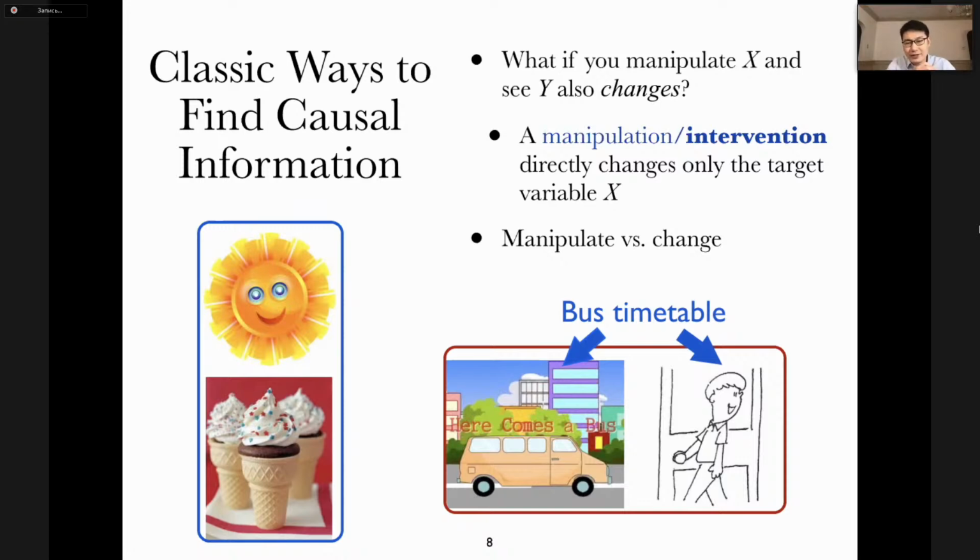And of course, you can say, oh, now I want to change the second event right here. Maybe I can just change the timetable, right? That's a change. However, that's not an intervention, because if you change the timetable, then the other event will also be changed by the action. That's why it's not an intervention. So in order to verify that it's really causal, you have to guarantee that your action is an intervention. Otherwise, things can be very complicated.